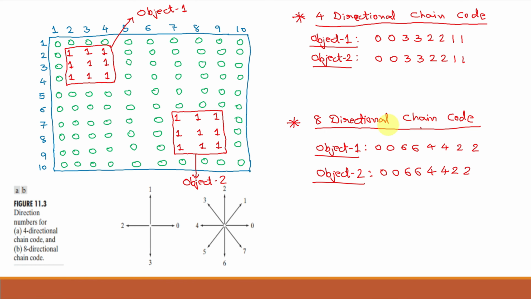While the 8 directional chain code will be different from the 4 directional chain code. For object 1, it is going twice towards the right, 0, 0. Then it is coming down twice. So down is 6. So 6, 6. Then 4, 4. And 2, 2. Similarly for object 2, this is the 8 directional chain code. So let us implement this in Matlab and check out our answers.